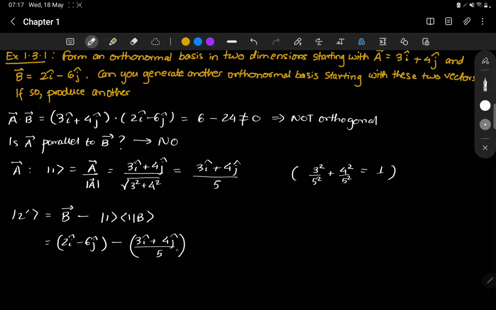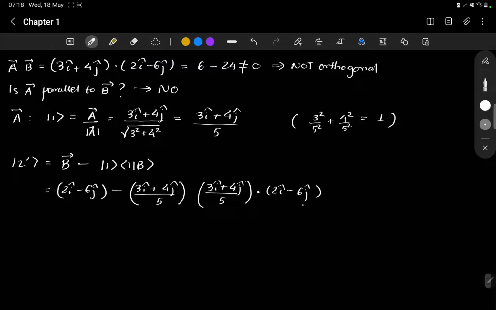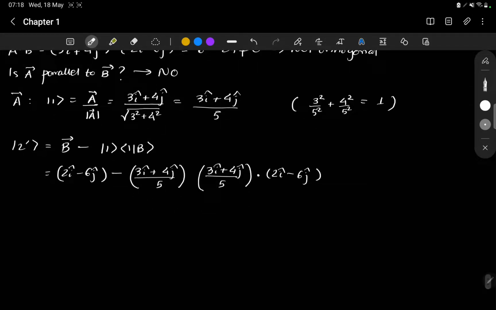This is the first orthonormal vector, and then we will take the projection of B along this. So this is projection of B along the first orthonormal basis vector. So let us try to simplify this. Just simple arithmetic.